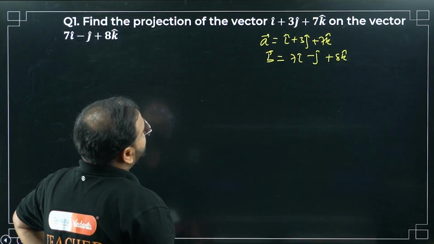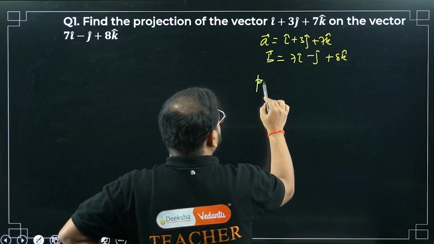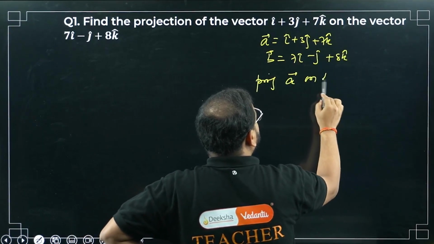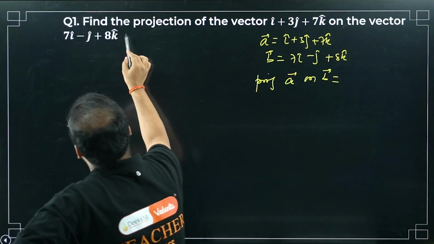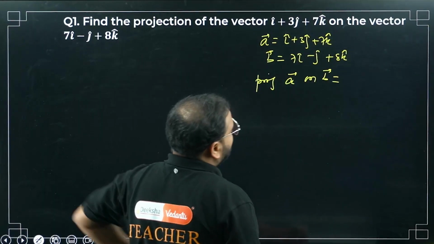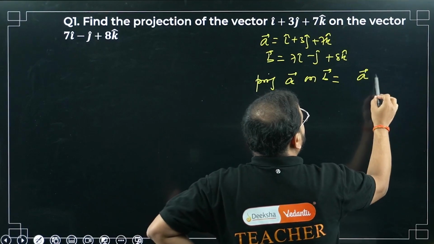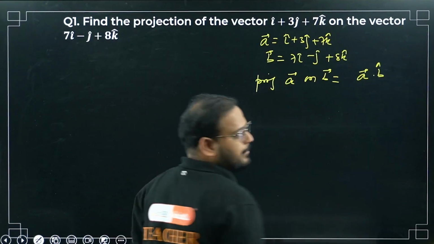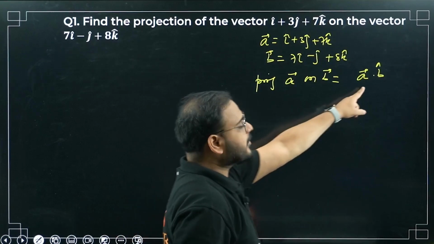So we are looking for the projection of what? Projection of this vector, vector A on B. If I take this to be B, that's my answer. How do we write this? First, the numerator will be the same: A dot B. If you want, you can write it as A dot B cap, A dot the unit vector of B.